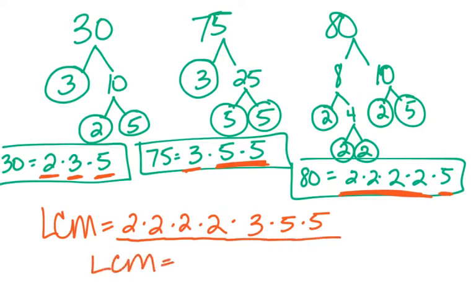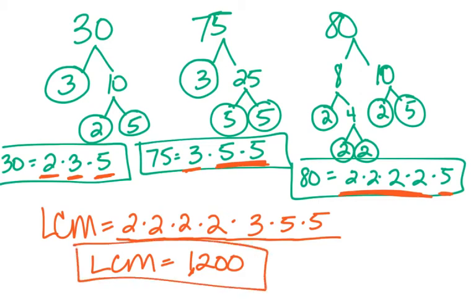So again, this is where you're allowed to put it in a calculator, or you can calculate it long by hand. But if you put that in a calculator, you get 1,200. And that's our least common multiple.